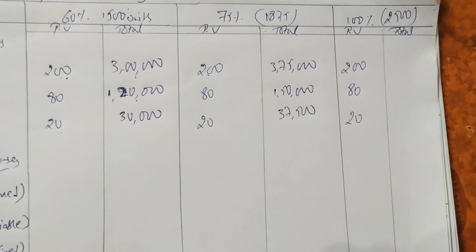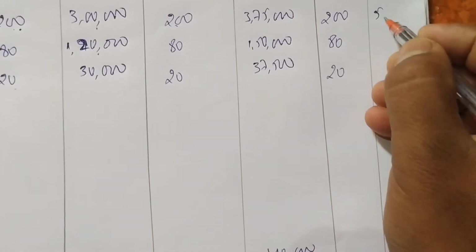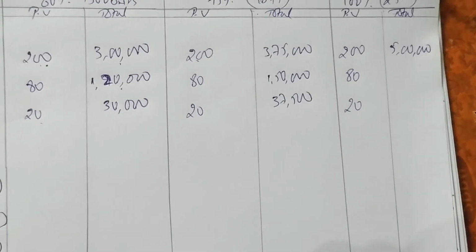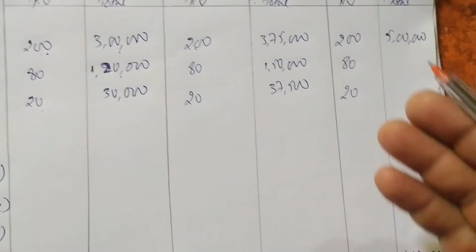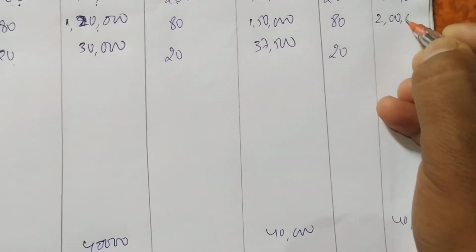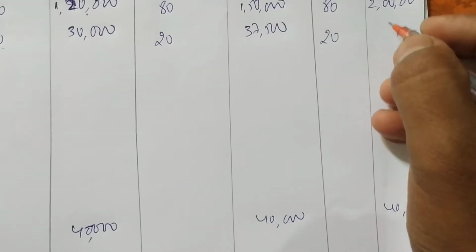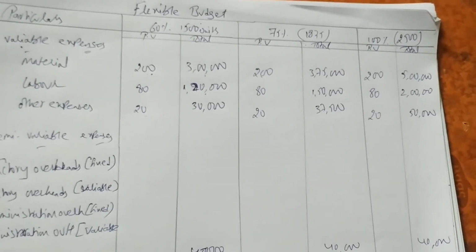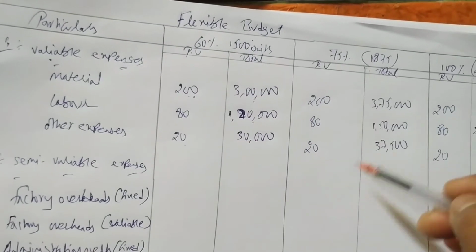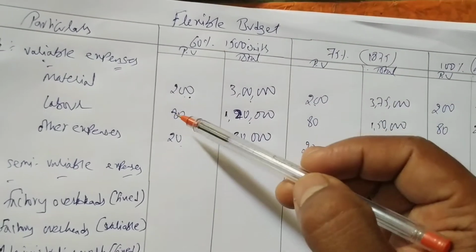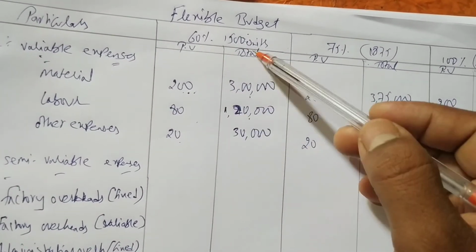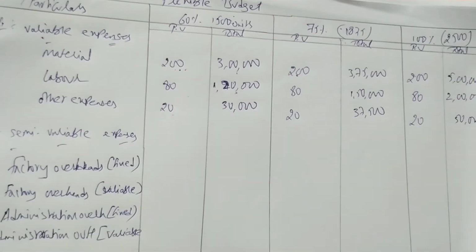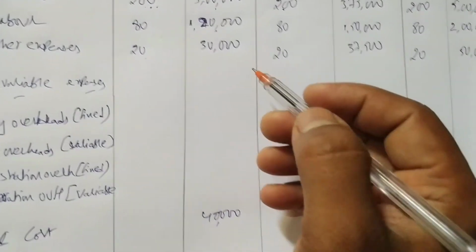2,500 into 200, getting 5 lakhs. 80 into 2,500, you get 2 lakhs. 20 into 2,500, get 50,000. It's very easy. Okay, first you write per unit column. All per unit will remain same, so multiply per unit with the units. Okay, you will get the answer. Here also per unit with units, per unit with units, you will get the answer. Done. Next. Next is what?